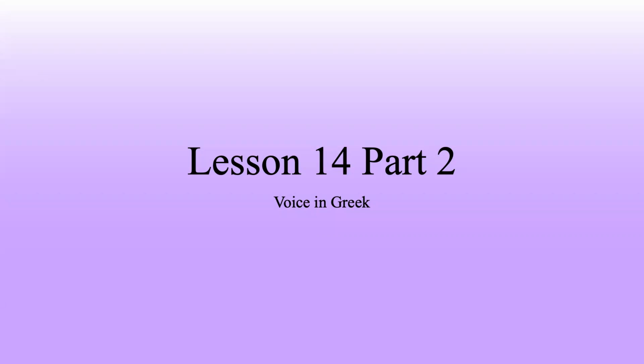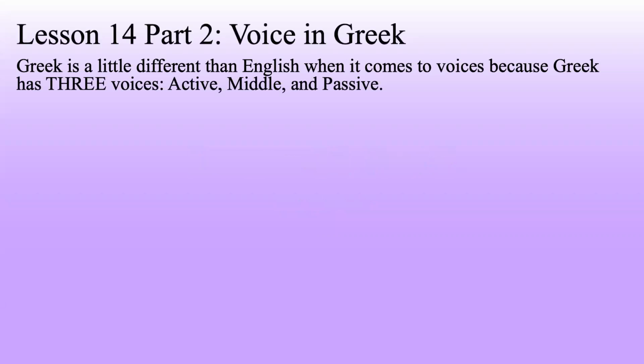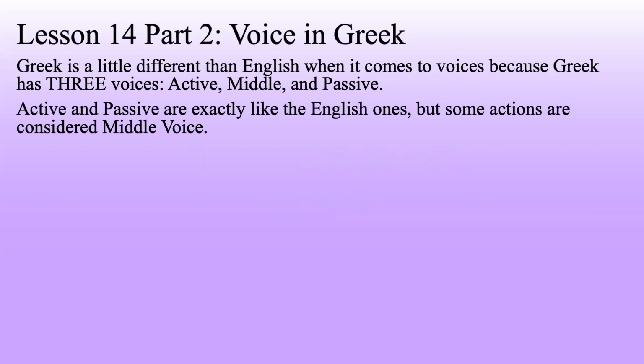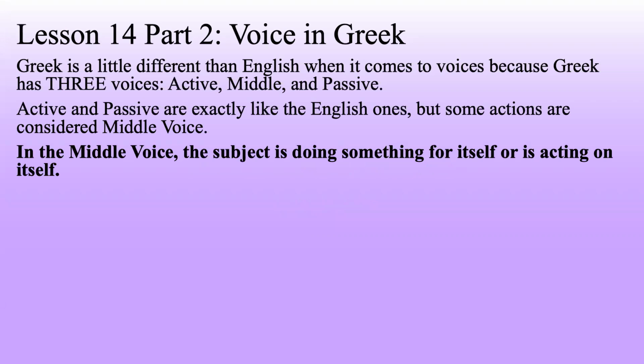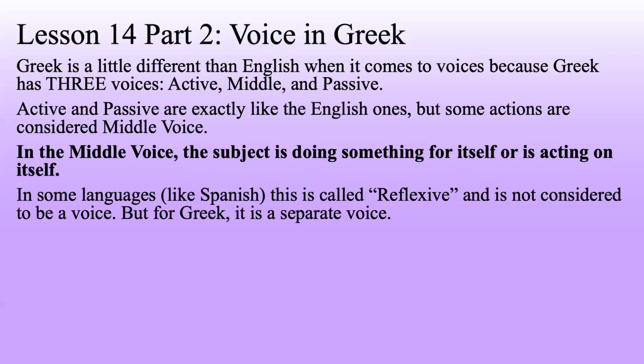Lesson 14, Part 2, Voice in Greek. Greek is a little different than English when it comes to voices because Greek has 3 voices: active, middle, and passive. Active and passive are exactly like the English ones, but some actions are considered middle voice. In the middle voice, the subject is doing something for itself or is acting on itself. In some languages like Spanish, this is called reflexive and is not considered to be a voice. But for Greek, it is a separate voice.